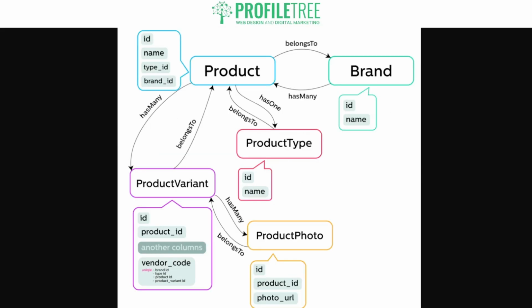Now, this is just a diagram just to further explain what Eloquent ORM is. So we've got our product, we've got our brand, then you will have your product variant and product photo and product type. Now, this would of course occur if you are running an e-commerce website. So it's important to have your product, and then you've got your ID, you've got your name, you've got a type ID and a brand ID.